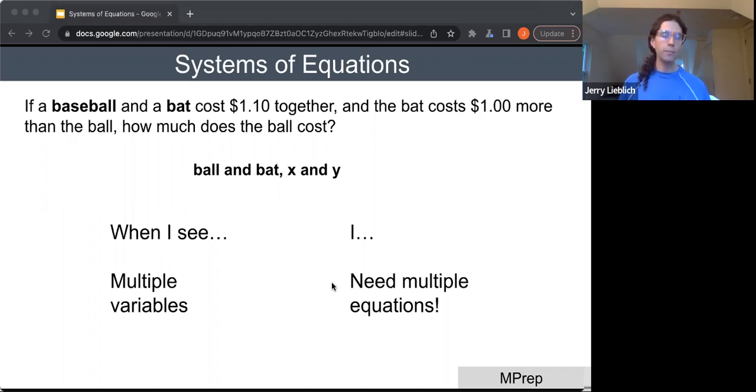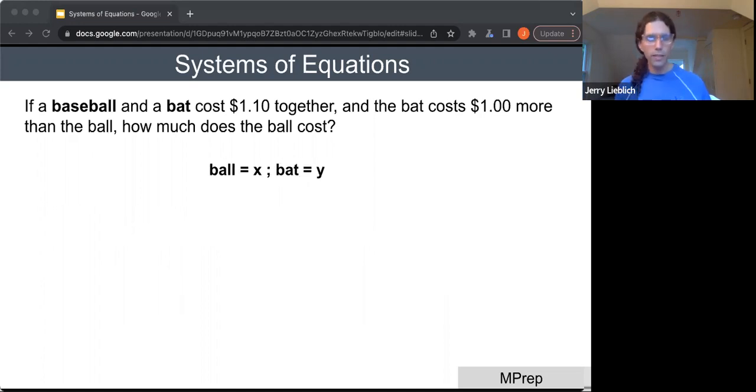This is really, really important, because sometimes the test will try to disguise things and they'll give you one of the equations easy and you kind of have to figure out, wait, where's the other one going to come from? And that's important. So you need to know, as soon as you see you're dealing with two variables, you need to write both of those equations. So let's take a look at this, right? If we're going to call the ball X and the bat Y, together they cost $1.10.